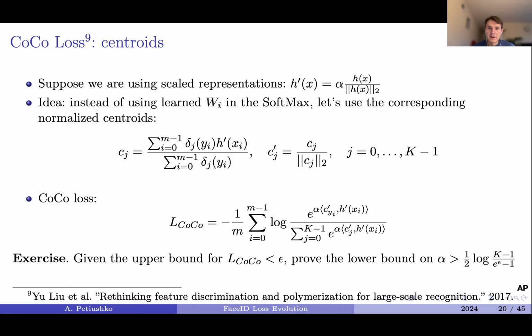And an exercise here, again, you can try to do it by yourself, or you can consult the paper. Suppose we have the upper bound for the COCO loss as epsilon. Then we can prove that the lower bound of alpha is equal to 1 over 2 multiplied by the logarithm of (k minus 1) over (e to the power of epsilon minus 1).